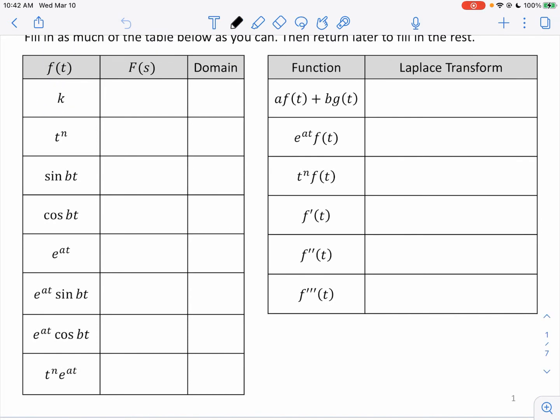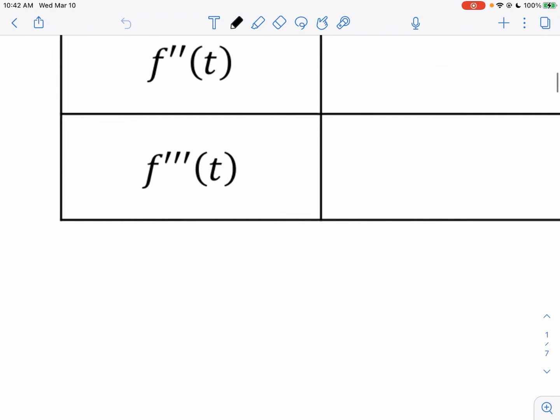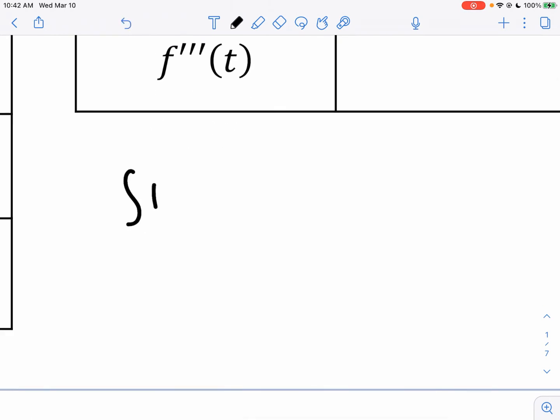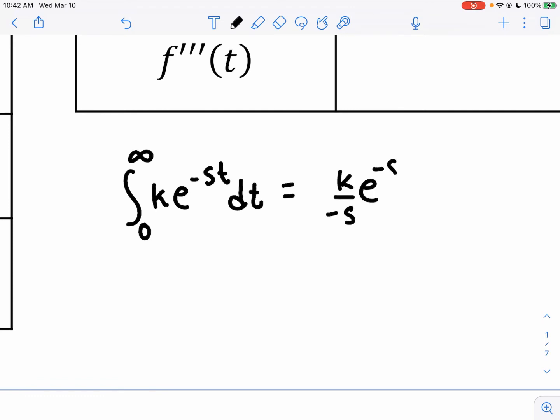To do the Laplace transform of a constant, let's do that work down here. You need to integrate that function, which is just a constant k, times e to the negative st dt over the improper interval from 0 to infinity. Now the antiderivative of this is straightforward. Just divide by negative s. So we have k over negative s, e to the negative st, evaluated from 0 to infinity.